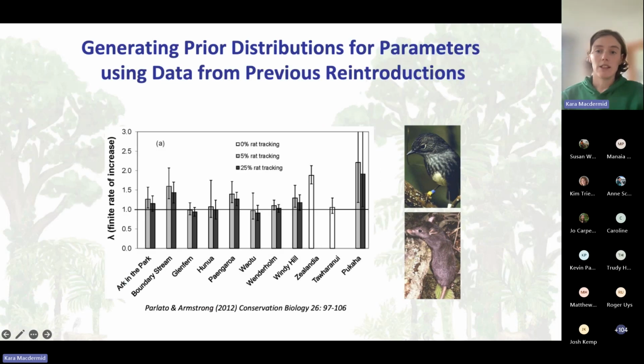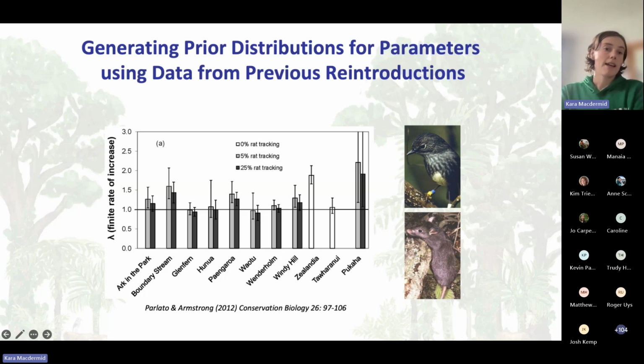So once you've created your explicit population model, you can use population data to make predictions under different scenarios. For totoi, Liz, Pilata, and Doug used data from 10 previous reintroduction sites combined in a Bayesian hierarchical model to make predictions about the likely outcomes of a reintroduction to a new site. So that was Pukaha in the paper that they did back in 2012. This is the model and predict section of that adaptive management cycle that I showed at the back.